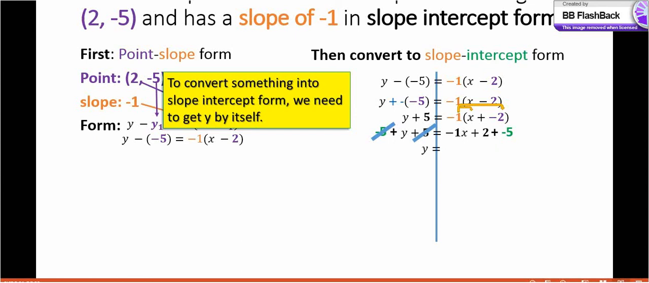On this side of my equal sign over here, I'm going to have to combine these like terms, but negative 1x doesn't have anything to combine with. So negative 1x is going to stay, but I'm going to add 2 and negative 5. That's going to get me negative 1x plus negative 3. And that's it. Our line now has y by itself, and we are now in slope-intercept form. There's my slope, negative 1. There's my y-intercept, negative 3.